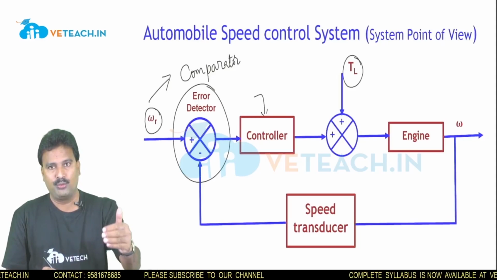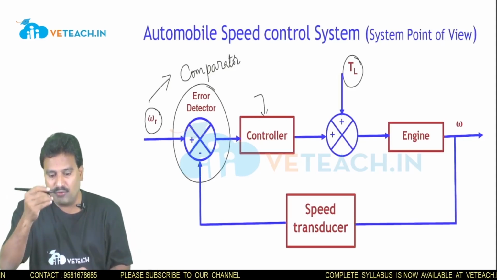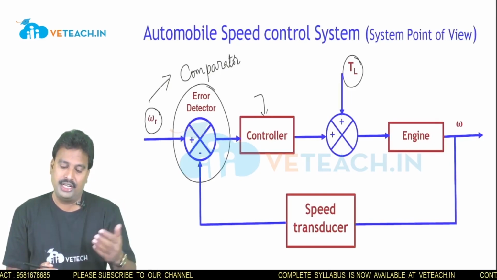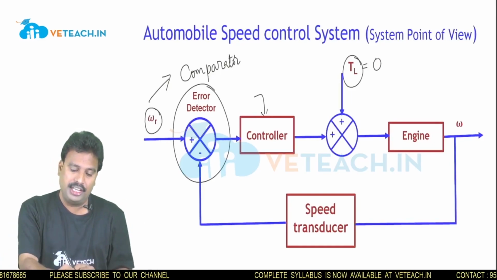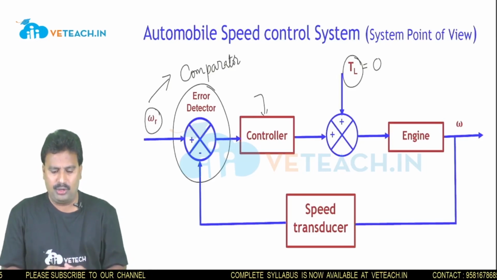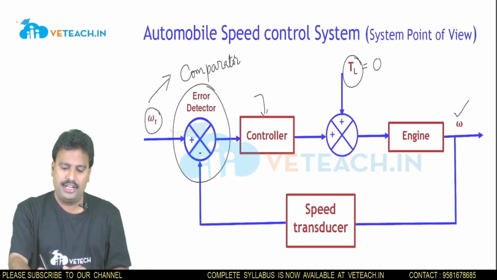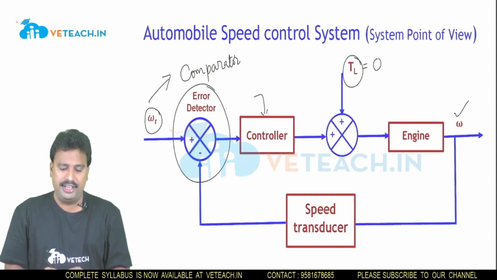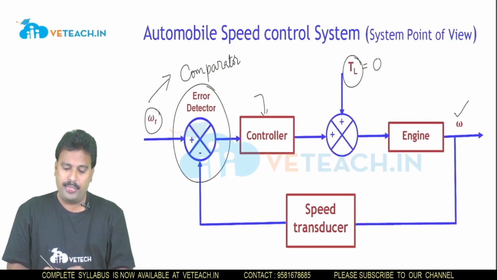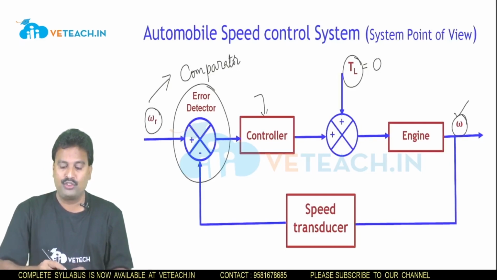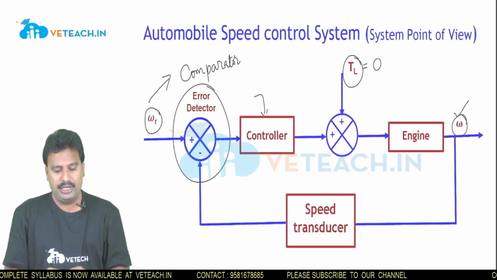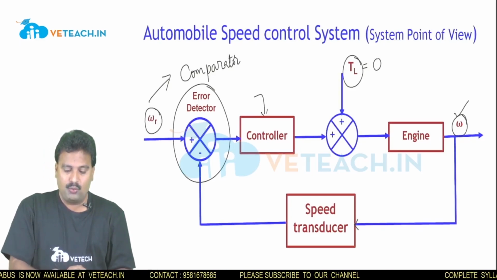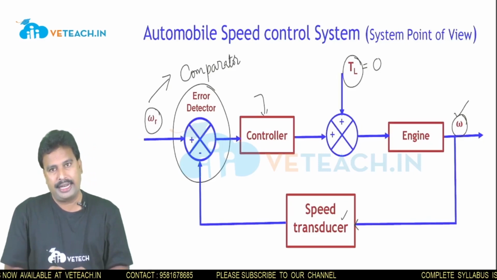As the load torque is more, you know that the speed falls down. Even if TL is equal to 0, meaning there is no load torque, it is still possible to run the automobile at a desired speed. W is the actual speed of the automobile. That speed is given to a device which we call a speed transducer.